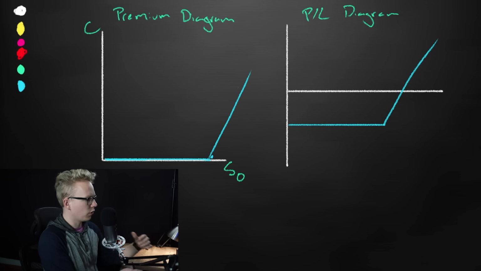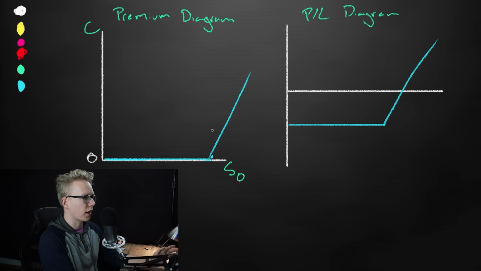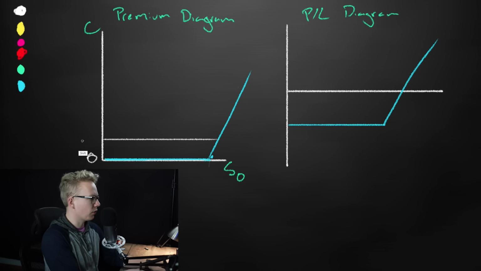Essentially, this blue hockey stick looking guy is your call premium given different stock prices. Any stock price below this point, your call premium is 0. There's no call premium. You're at your max loss. Once you hit this stock price, you start making money and your call premium goes up, such that maybe right here it's $1, maybe up here it's something like $2.